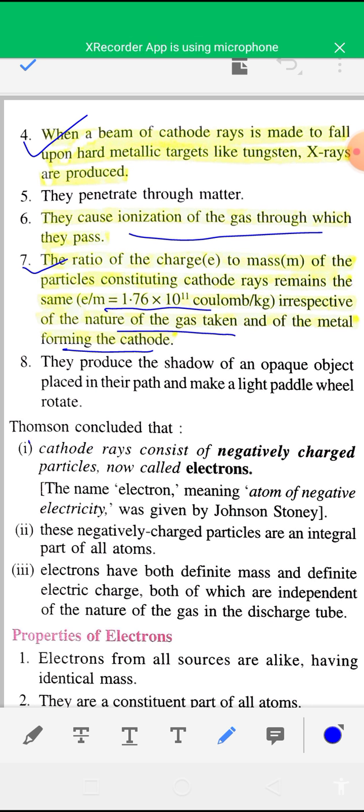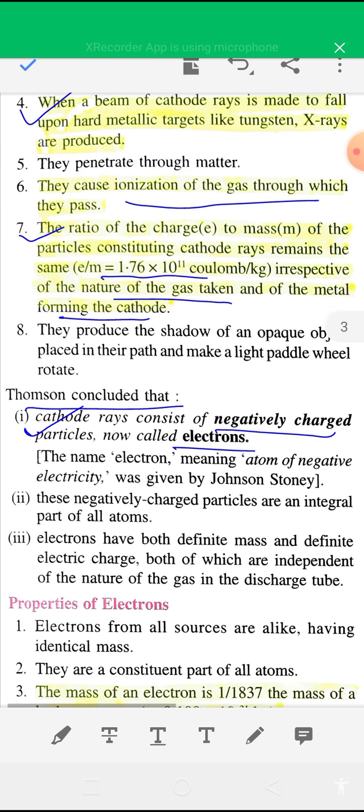Now see the conclusion of J.J. Thomson's cathode ray experiment. J.J. Thomson concluded that cathode rays consist of negatively charged particles, and these are called electrons.